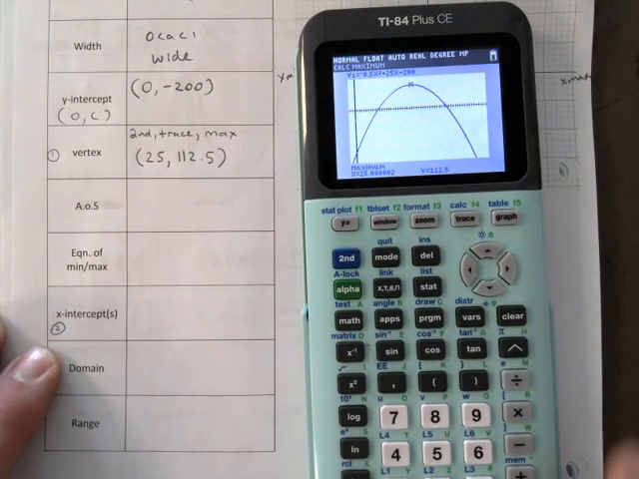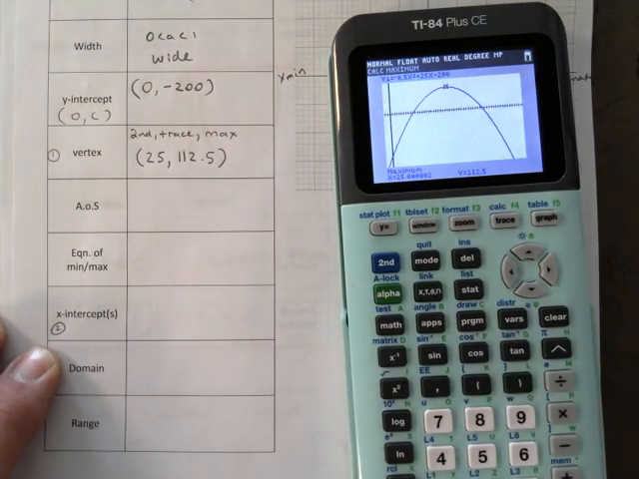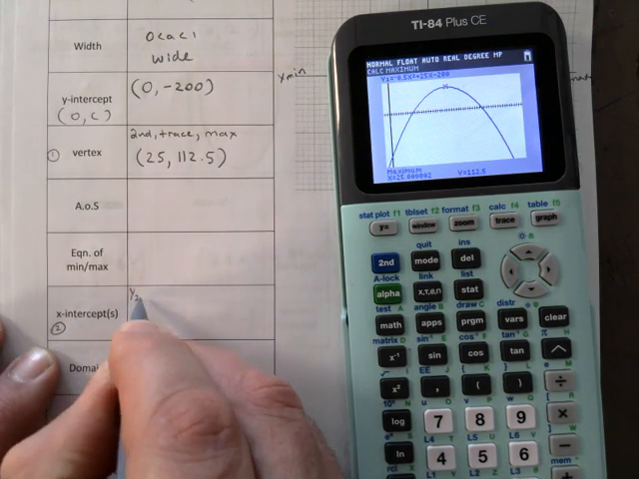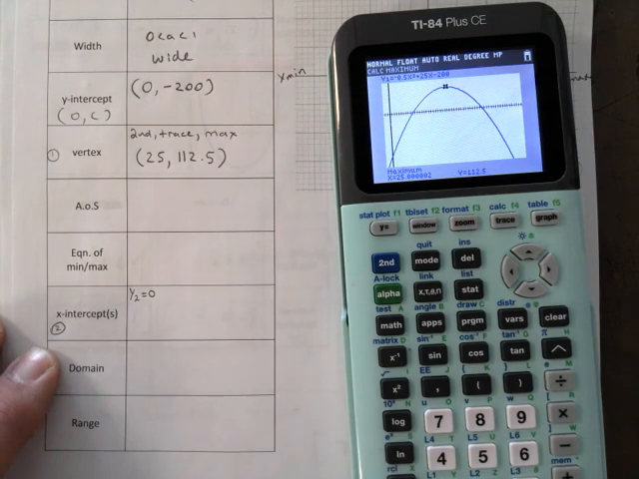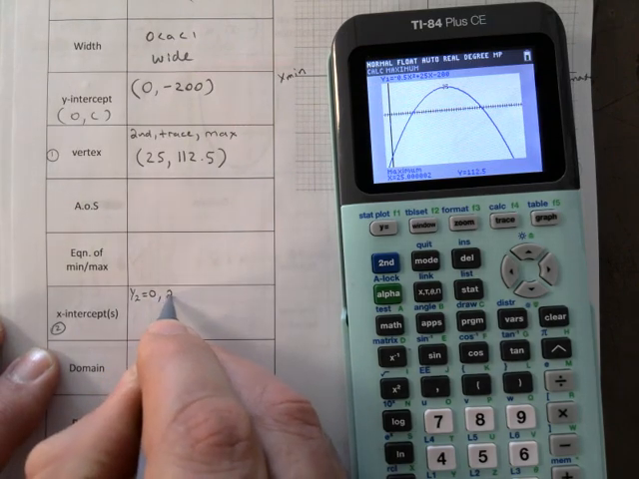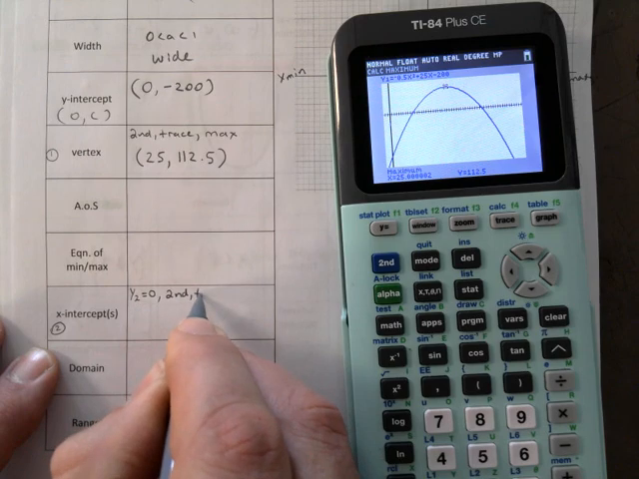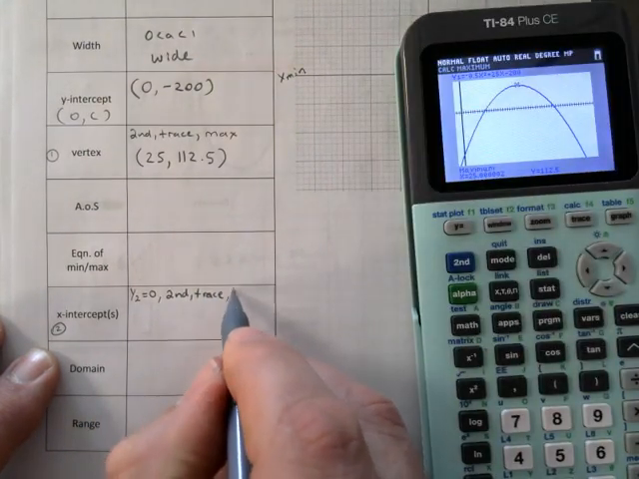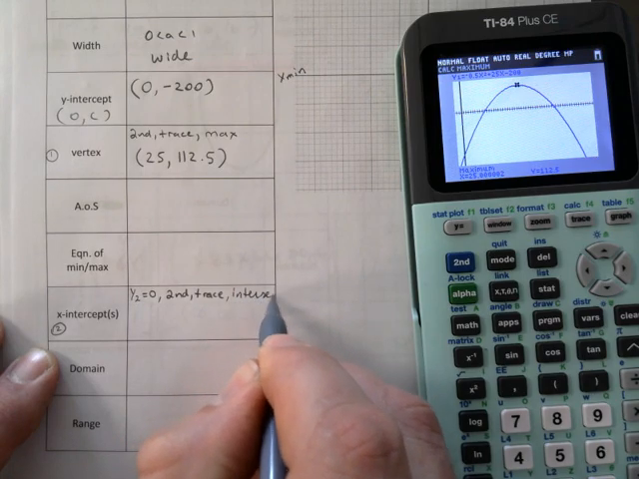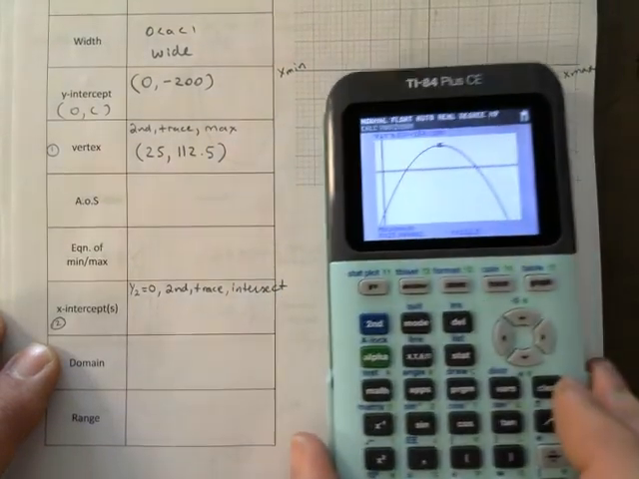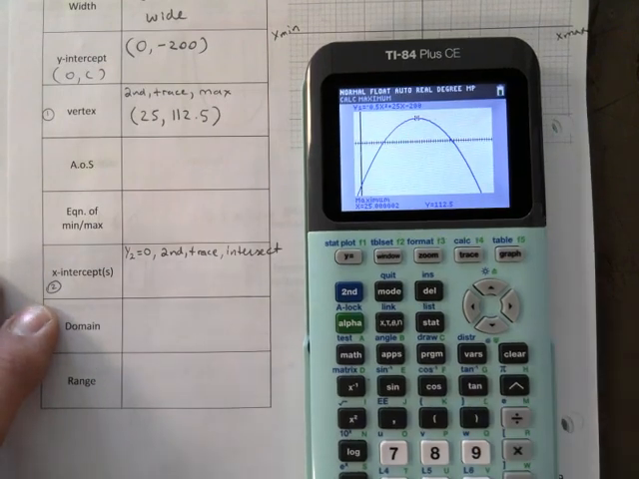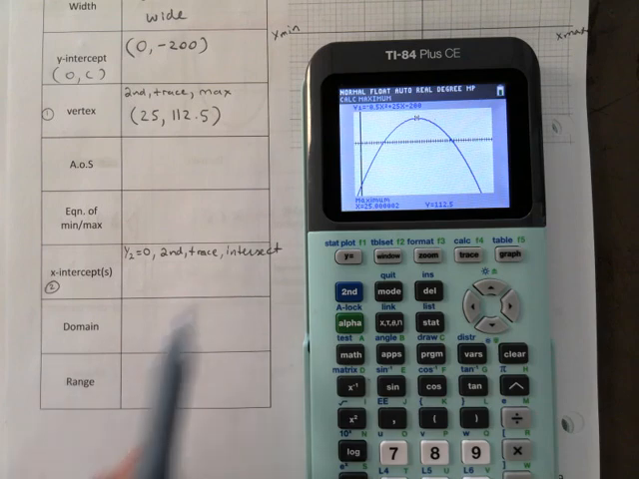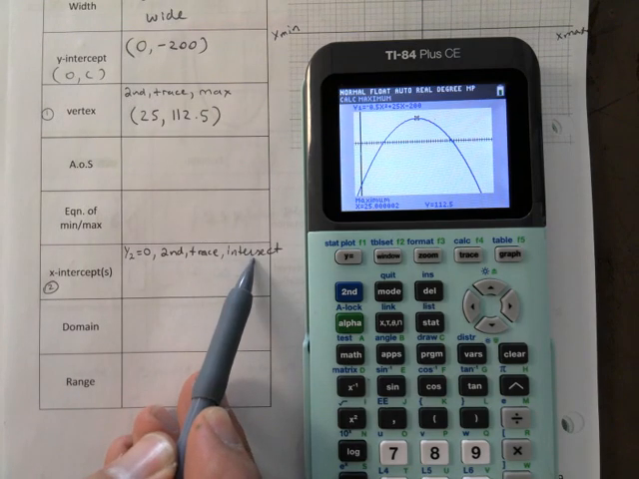Very important. This is how I do it. You're going to go y2 is equal to 0, and then you're going to go second, trace, intersect. You got that? Y2 is equal to 0. Then you're going to go second, trace, intersect.